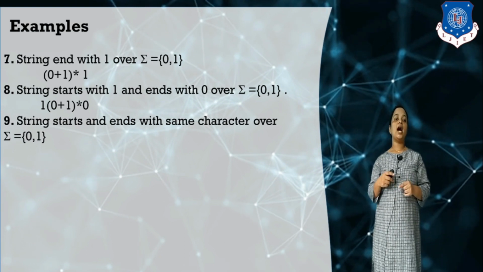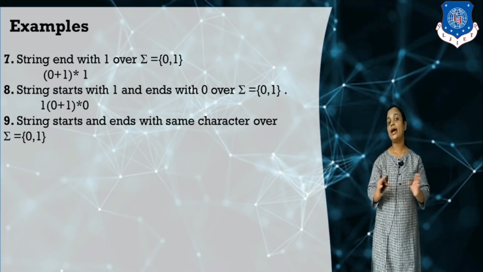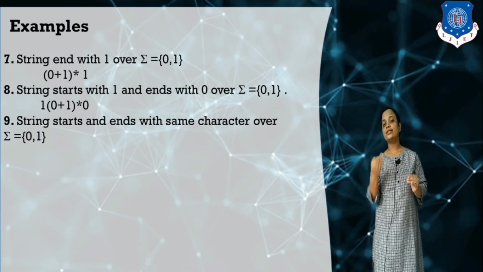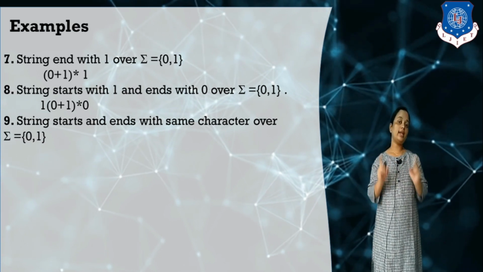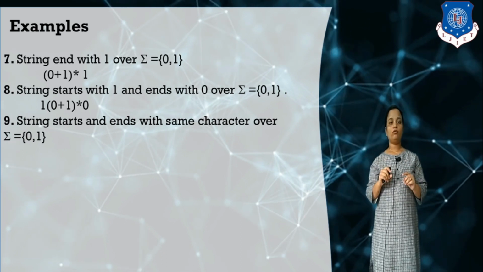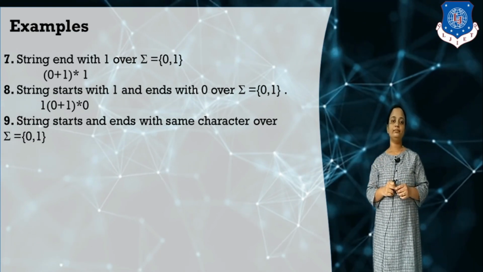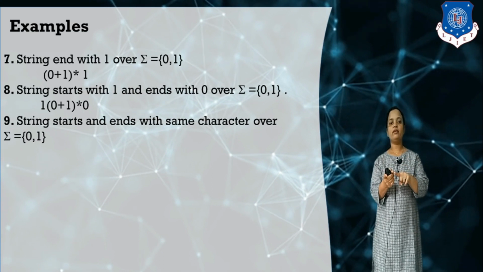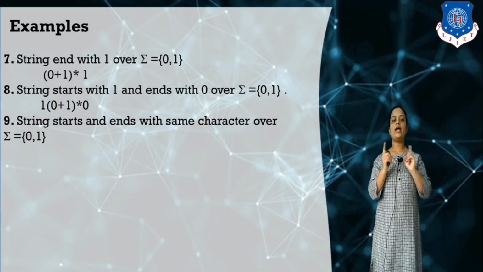Strings that start and end with the same character. Okay, same character. They have not given the specific character. In the previous example they gave the specific character, but here they have not. So we have to focus on the alphabet. What characters can we take from the alphabet? They have given 0 comma 1. So the string can start with 0 and end with 0, or start with 1 and end with 1, like this.